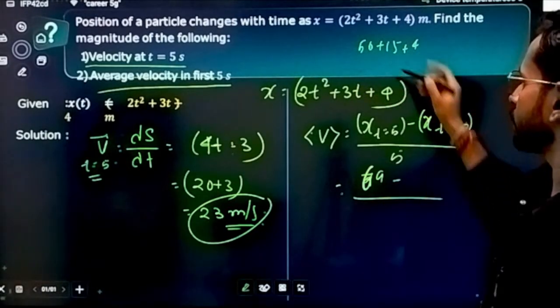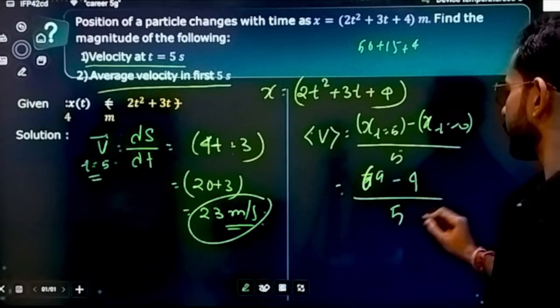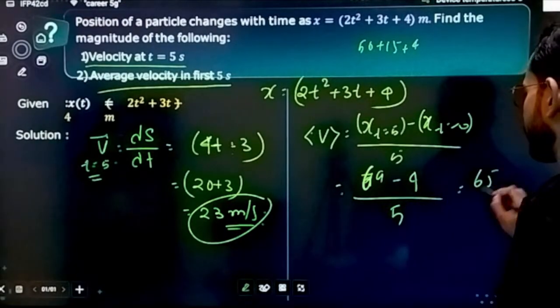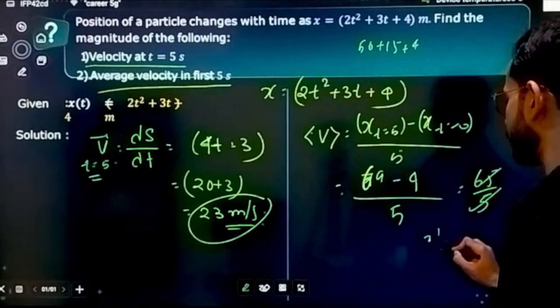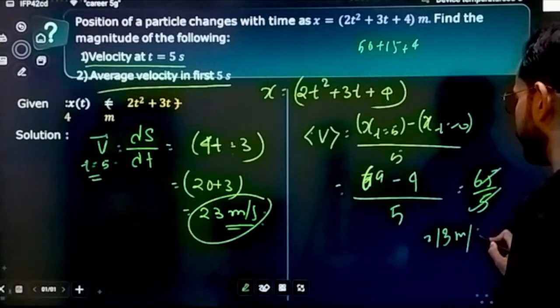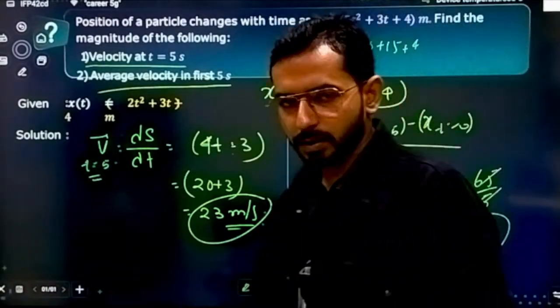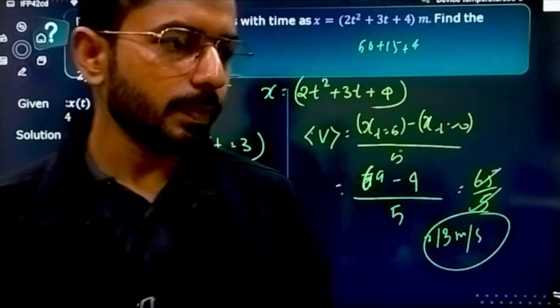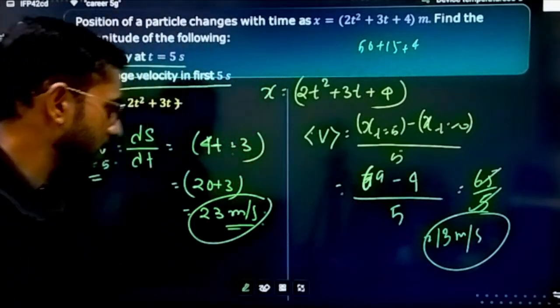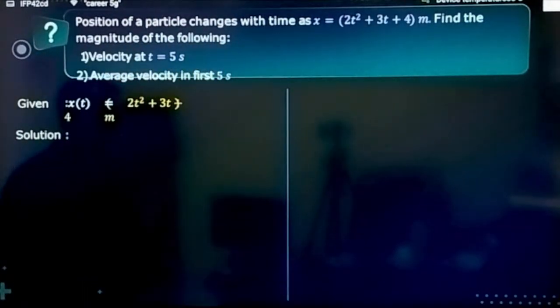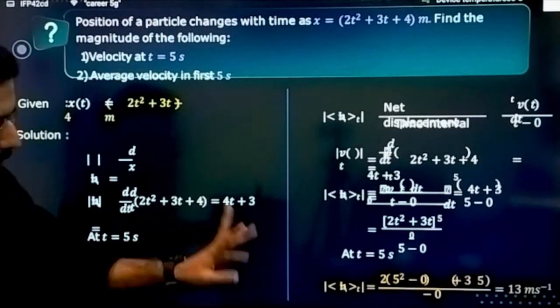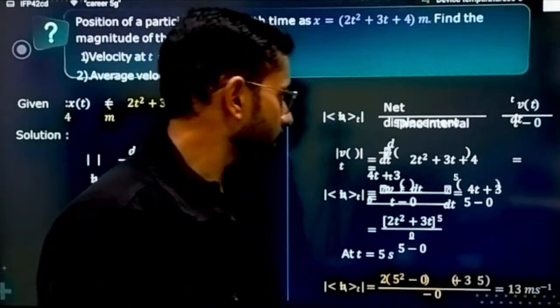Minus the value at t equals 0, that means 4, divided by 5. Here it becomes 65 divided by 5, which is nothing but 13 meter per second. The average speed will come as 13 meter per second. Let's cross check if the calculations are correct. 23 and 13. Correct. Absolutely correct.